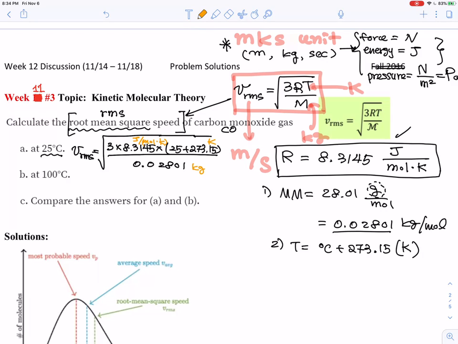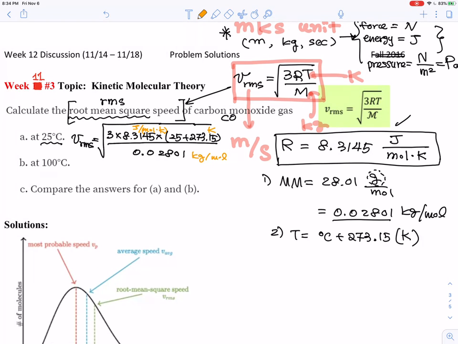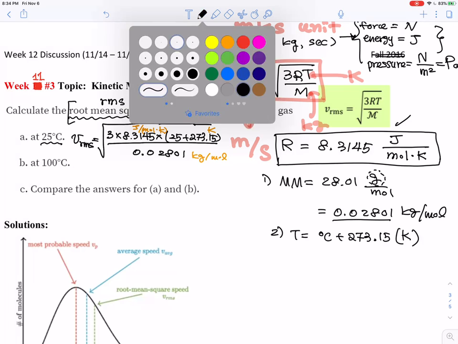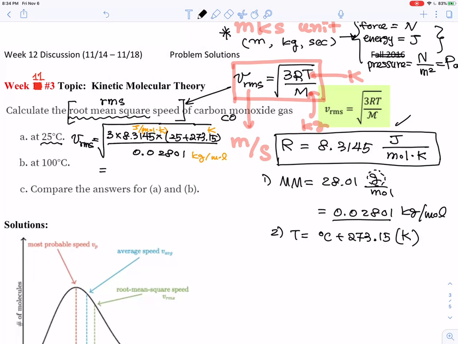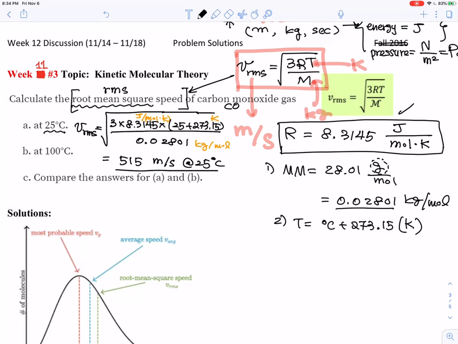And then this is a kilogram per mole. So therefore, the unit all works out, and then I ended up getting this one to be 515, and the unit is meter per second. Okay, so that's at 25 degrees C. Okay, so I can do the same thing here, number 2, which is at 100 degrees C.